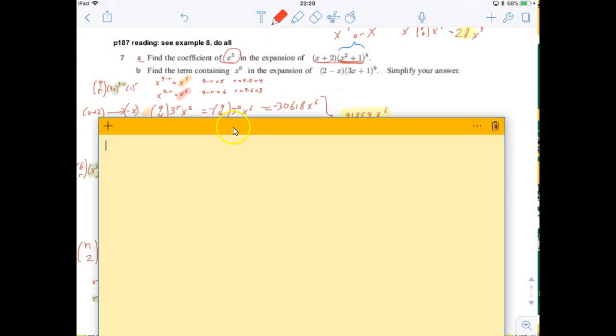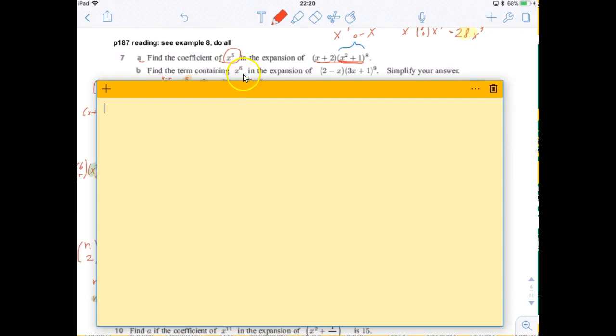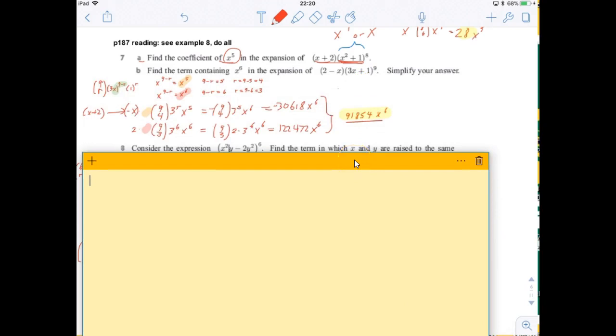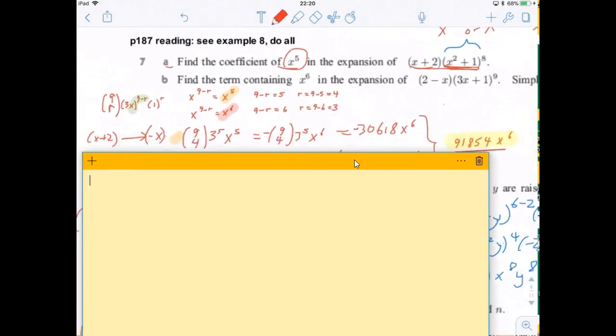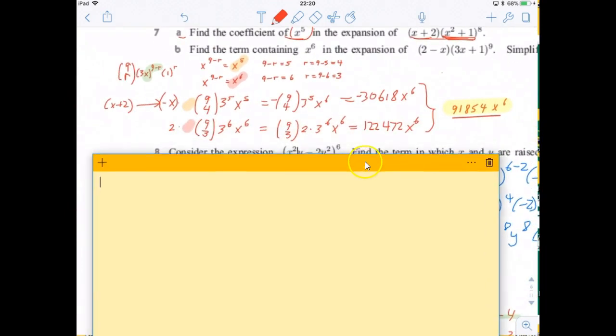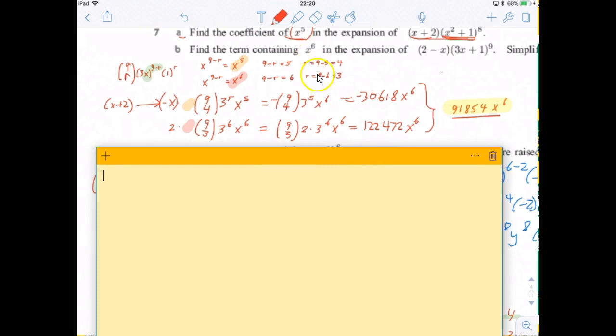Let's move on to problem 7b. Now we're going to find the term containing x to the sixth in the expansion of 2 minus x times 3x plus 1 quantity to the ninth. Simplify your answer. Okay. All right. This is a little bit more challenging because there are actually two terms in the binomial expansion that can satisfy this. Okay?